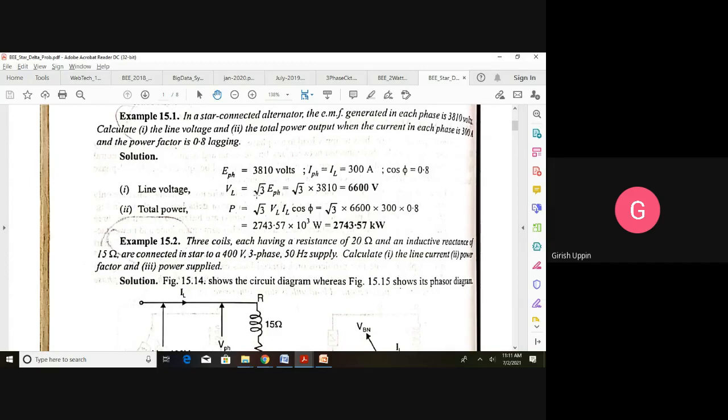VL is equal to root 3 times E phase or V phase. Root 3 into 3810, we get it as 6600 volt. So this is the line voltage. Then next, what we have to find?